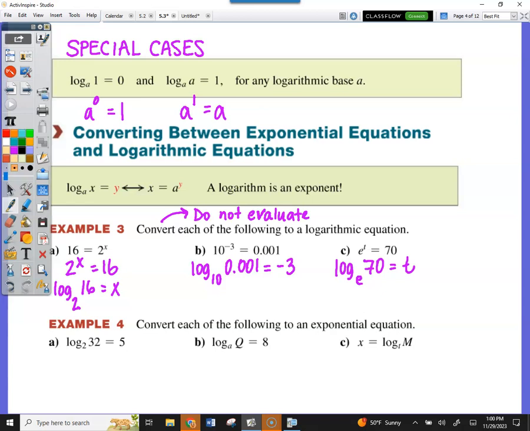All right, that was taking exponential, going to log. Now go from log to exponential. Down here, you have log base 2 of 32 equals 5. Write it as an exponential. What would it be? Yep. 2 to the 5th power equals 32.